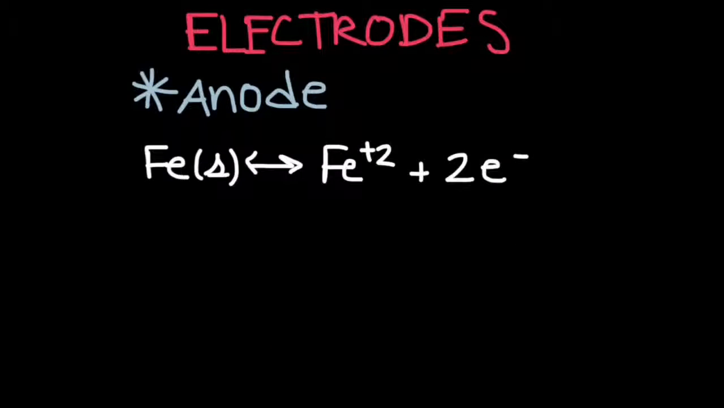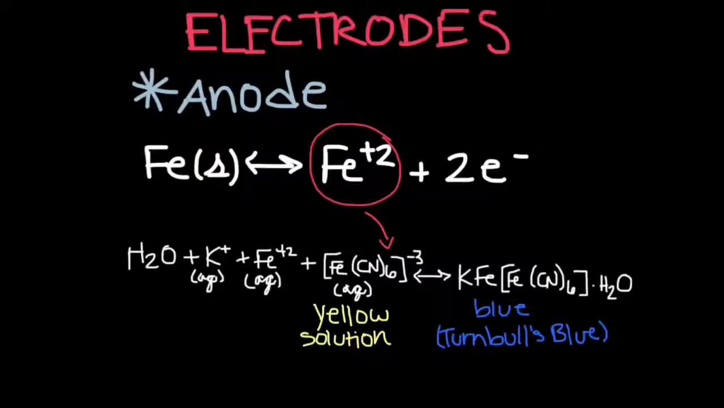At the anode, oxidation of the other nail then produces electrons which enter the circuit. The Fe2+ then reacts with the potassium ferrocyanide to produce the blue complex.